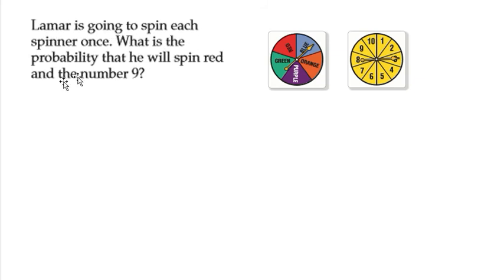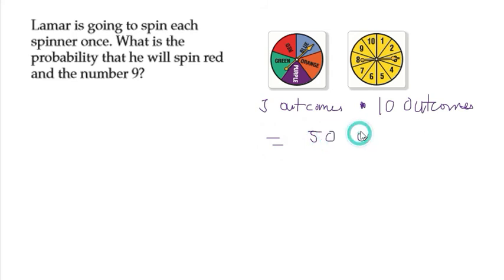Lamar is going to spin each spinner once. What is the probability that he will spin red and the number 9? So you have to take note of the two spinners here. So for the first spinner, how many possible outcomes do we have? So here we have 5 outcomes possible. Okay. And then here we have 10 outcomes for the next spinner. So for you to find the total number of outcomes, we just have to multiply them. So 5 times 10 is actually 50. Okay, so 50 possible outcomes.